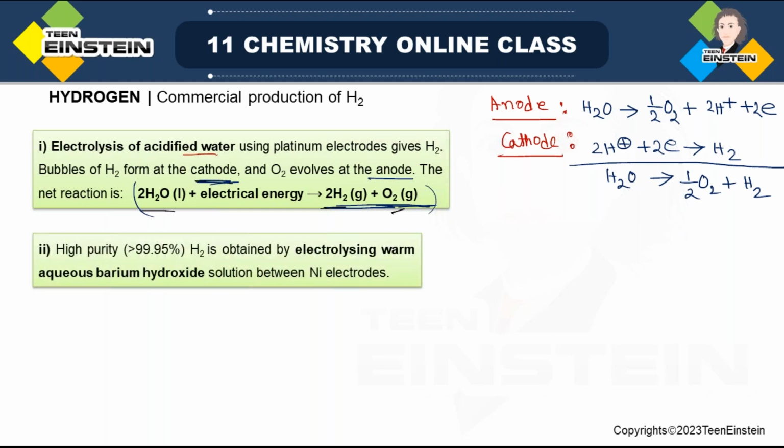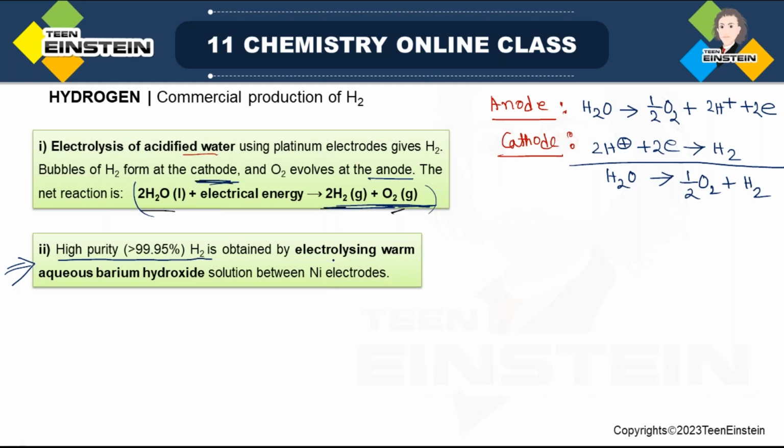Second method. Remember this second method, it is special. Why do we have to remember it especially? Because it is specially for the production of high purity hydrogen. In other methods also you will get pure hydrogen, but the purity level is maximum in the case of this second method. So based on this you may get a question also, that is, in which method is pure hydrogen production possible.